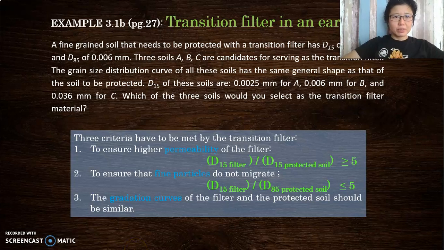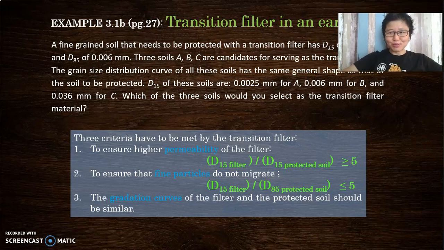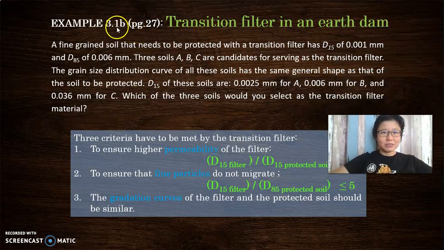Alright, so without further ado, let's look at some examples here. Actually, they're just 2 examples, so don't worry. Okay, the question is actually taken out from your example 3.1b on page 27 in the module. This question is about checking which soil is suitable as a transition filter for an earth dam. So I'll just quickly go through the question.